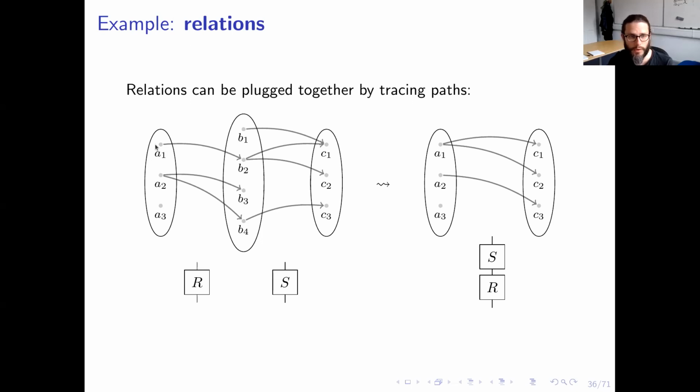So how do I figure that out? Well, here's A1. I should just see all the places that I can get to from here. A1 goes to B2 and then it goes to C1, so A1 goes to C1 there. A1 goes to B2 and it goes to C2, so A1 goes to C2 there. A2 here, if it goes to B3, that's a dead end, so that doesn't go anywhere. But it can go to B4 and then go to C3, so A2 goes to C3 here. And A3 doesn't go anywhere, so it doesn't go anywhere here. So that's how you can compose relations in this process theory that I'm defining.